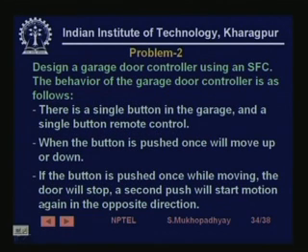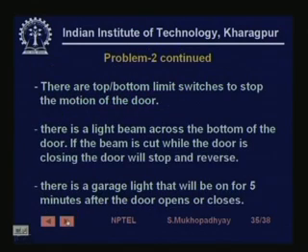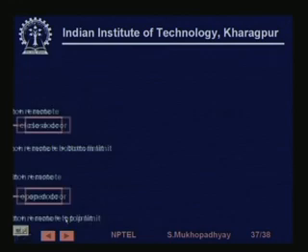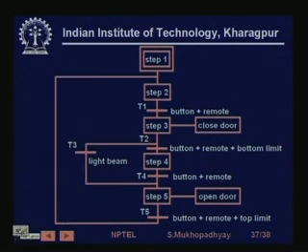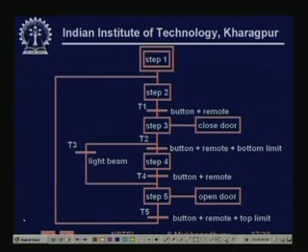So, there is a single button in the garage and a single button remote control. So you can have either a button pressed in the garage or a button pressed from the remote. So there are two kinds of buttons. If you have either a button pressed from the garage or from the remote, then we will go to step 3 and it will start closing the door. This is the output.